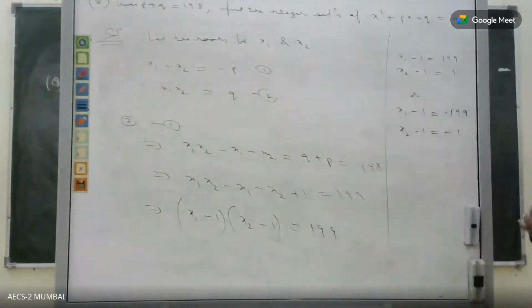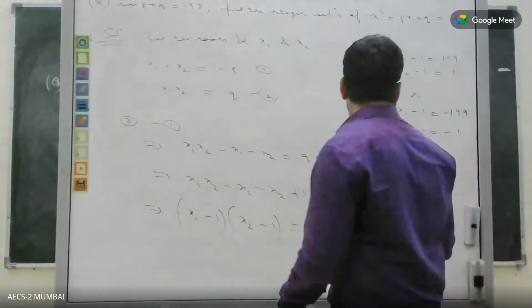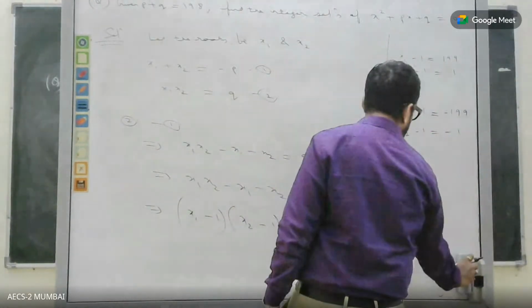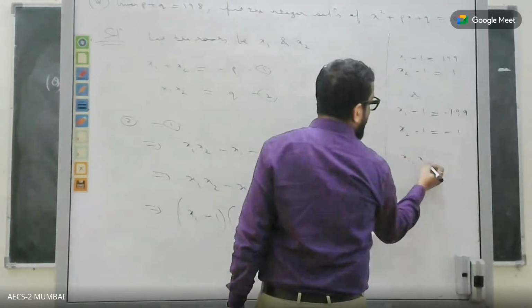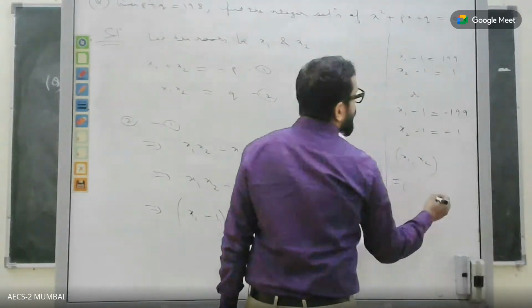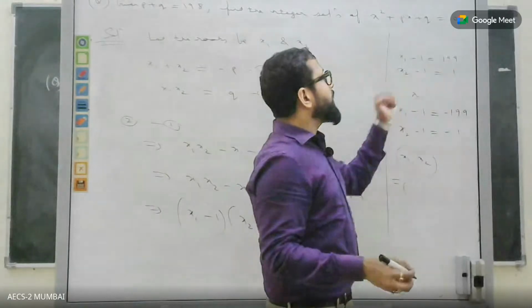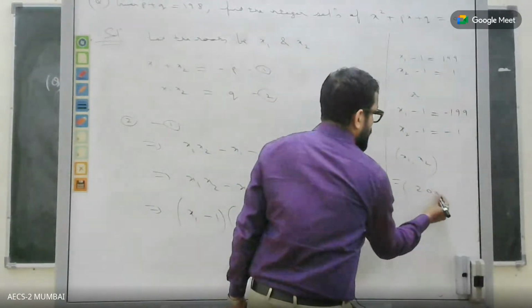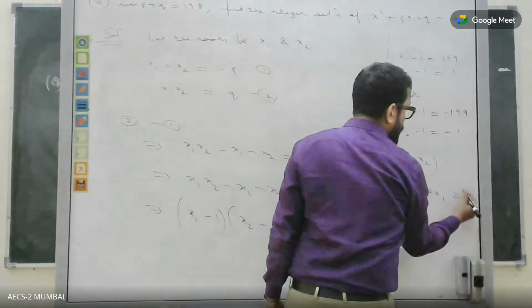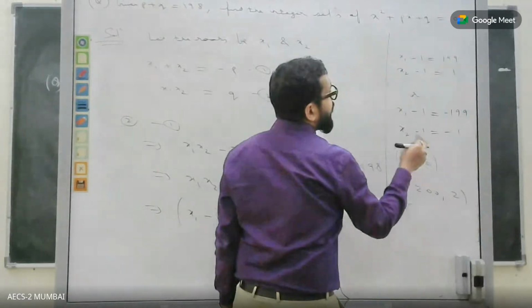ऐसा हो सकता है vice versa, right? You can swap them also, ना? So what are the pairs you are getting? So x1, x2 क्या हो सकता है? Can we what? यहाँ से 200, 2 और यहाँ से क्या आएगा?